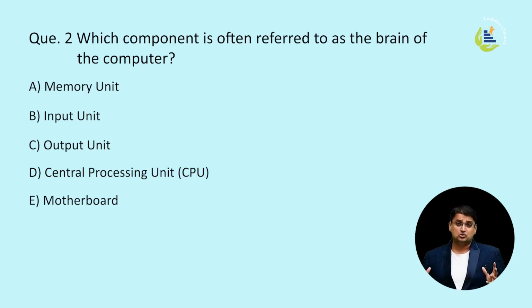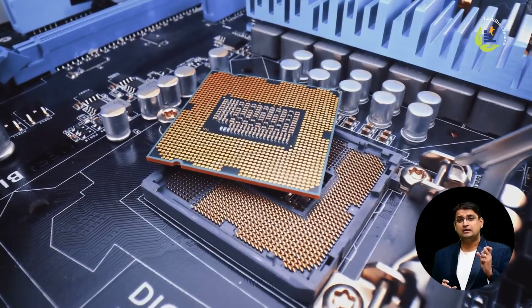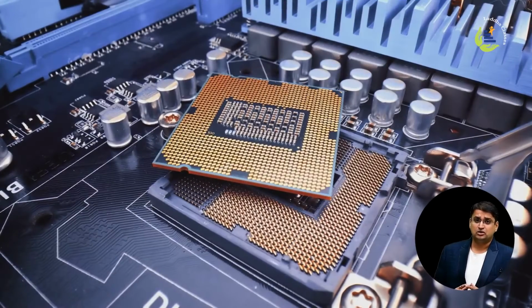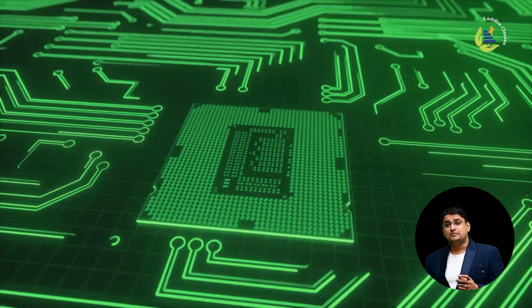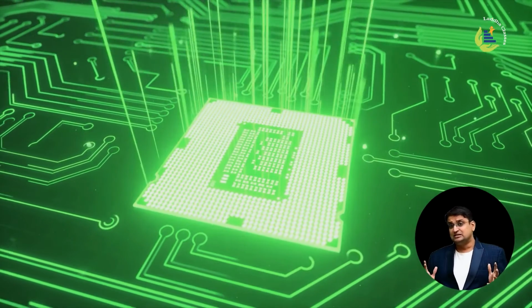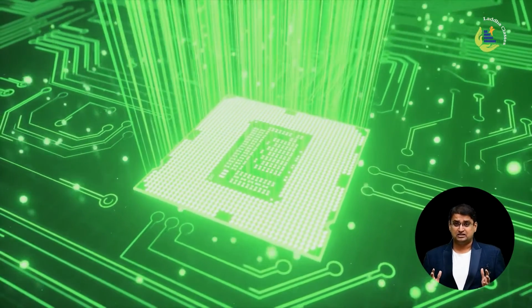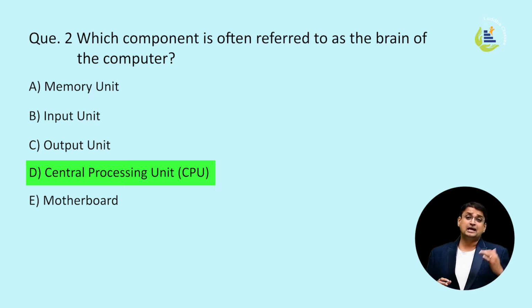Because the CPU is referred to as the brain of the computer because it performs most of the processing inside the system, executing instructions and managing the flow of data. Other components like the memory unit or input-output devices assist the CPU but don't handle the core computational tasks.